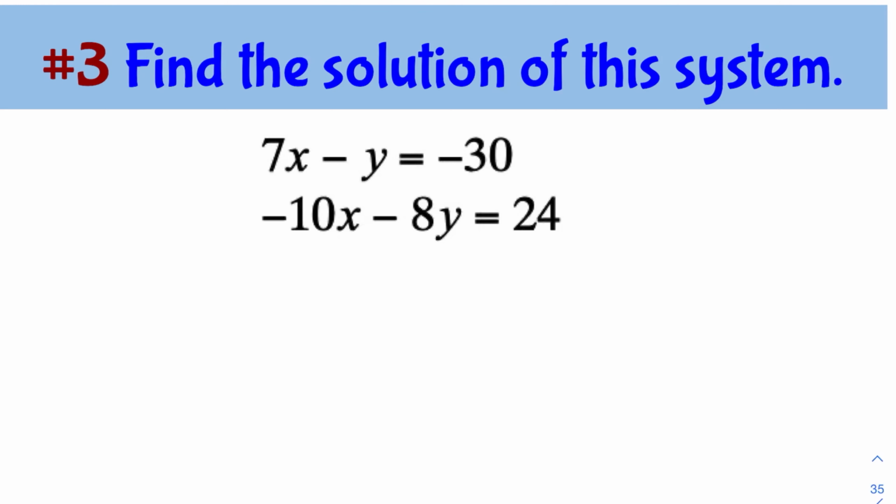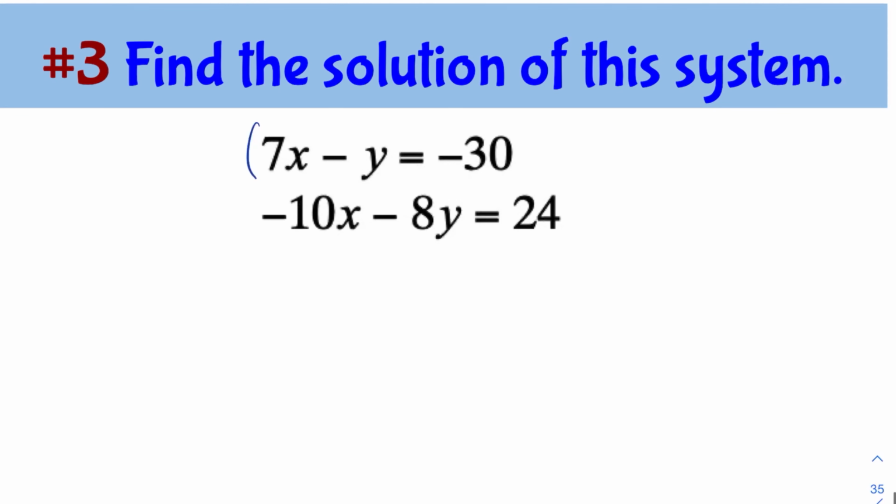You need to make a decision here whether you want the x coefficient to be the same or the y coefficient to be the same. In this example number 3, the easiest way to do it is to make the y coefficients the same. Because if we have 1 and 8, this means that you can multiply the first equation to make the y coefficients the same. So if I have here negative 8, what will I multiply with the first equation to make it also 8? So we can multiply the first equation by 8.